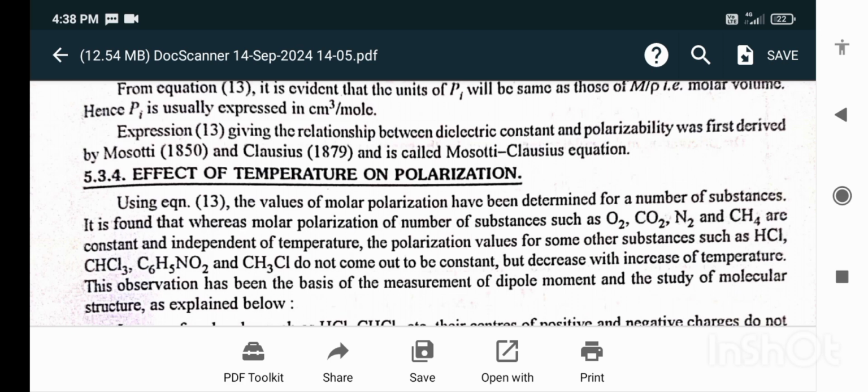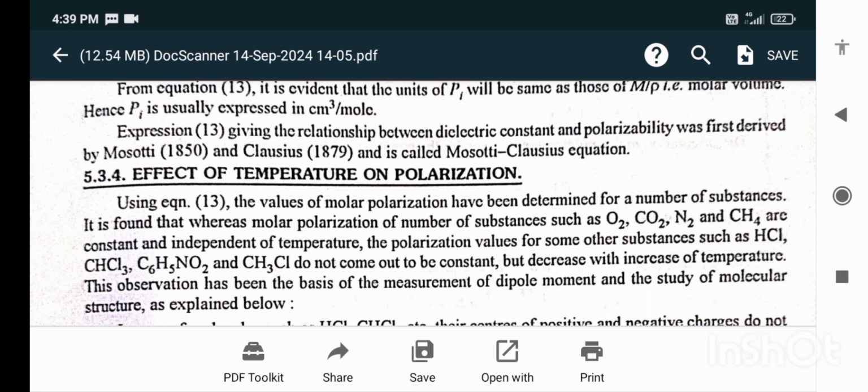The values of molar polarization have been determined for a number of substances. It is found that whereas the molar polarizations of a number of substances such as O2, CO2, N2 and CH4 are constant and independent of temperature, the polarization values for some other substances such as HCl, CHCl3, C6H5NO2 and CH3Cl do not come out to be constant but decrease with increase of temperature.